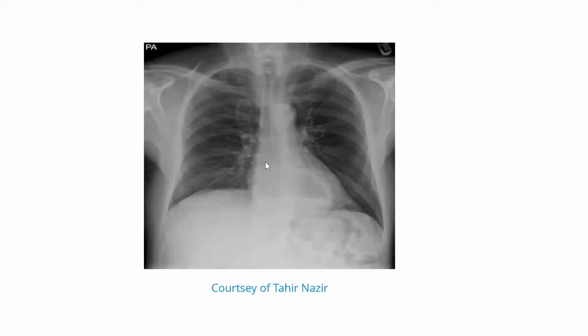Yes, he is talking about this air fluid level behind the heart. I don't know if it's behind the heart or in front of the heart, but once I see this air fluid level in this location, central, overlapping the heart, I will assume that it is posterior, and this is a hiatus hernia. A big one.